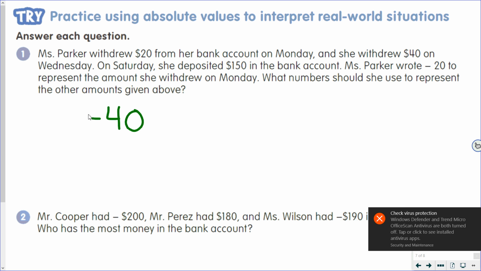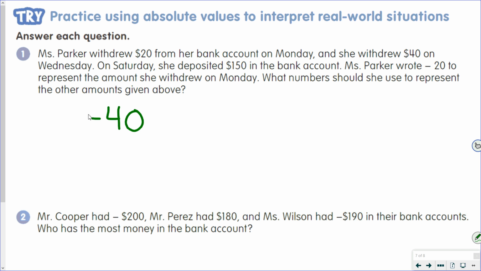The other amount given is $150. Well, she deposited $150. As we've recently established, depositing means the money goes in, withdrawal means the money goes out. So that's an opposite situation. So she wrote the 20 withdrawal as -20. She would write 150 as either 150 or positive 150. Either of those is acceptable.